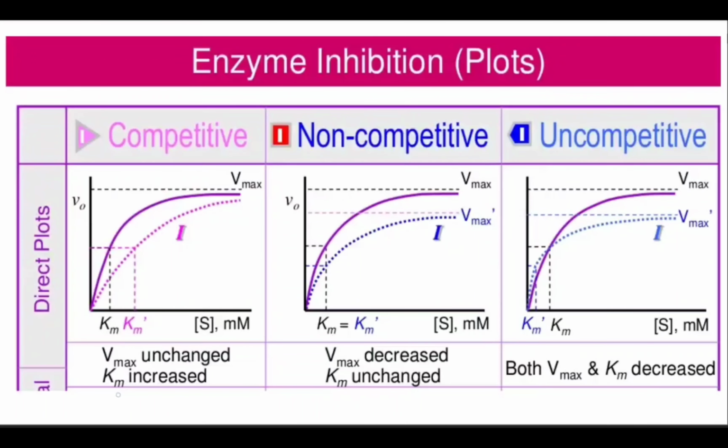In competitive inhibition, Vmax is unchanged, Km is increased. In non-competitive inhibition, Vmax is decreased, Km is unchanged. Whereas in uncompetitive inhibition, both Vmax and Km are decreased.